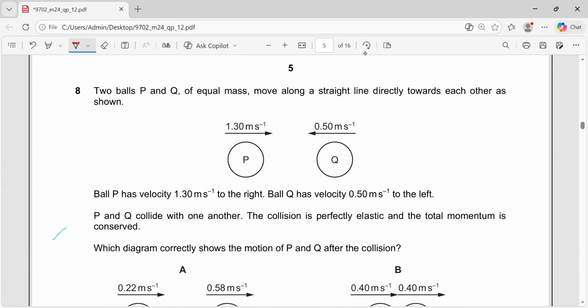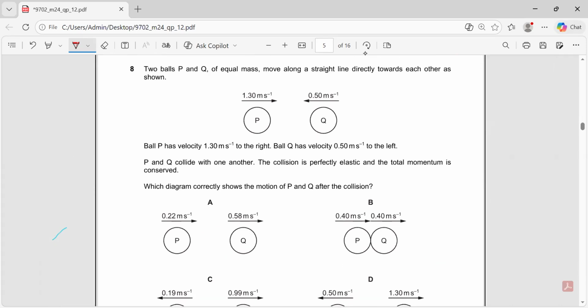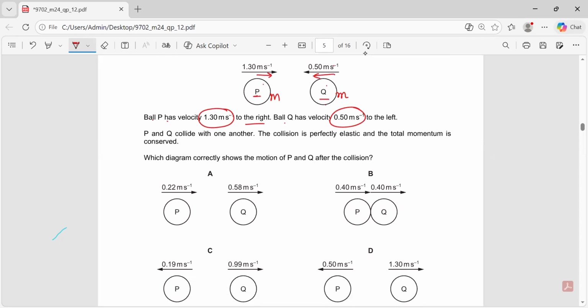Okay, moving onwards to the next concept, it is pretty important and I have told you this concept before as well. The question says two balls P and Q. So there are two balls P and Q and both have equal mass. Their masses are the same, let's say a mass m each. They move along a straight line directly towards each other as shown. Ball P has a velocity of 1.3 to the right, and ball Q has a velocity of 0.5 to the left. So this is how both of them have their velocities.